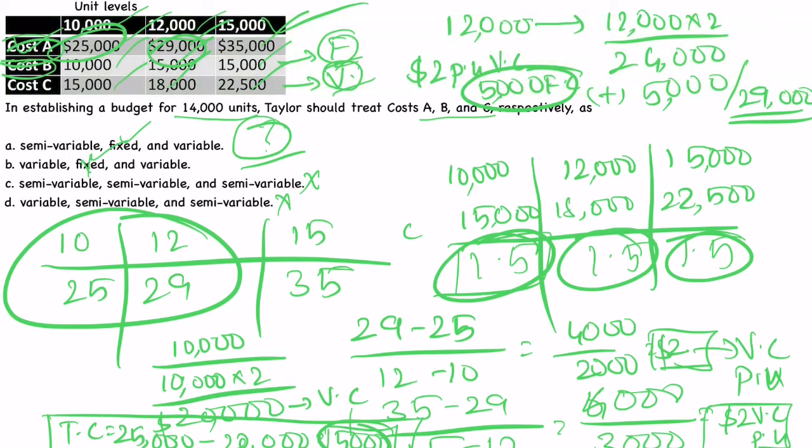Okay. Through this, we are going to come to a conclusion that cost A is a semi-variable, cost B is a fixed, and cost C is a variable. In that case, option A is the right one. I hope you have understood this question.